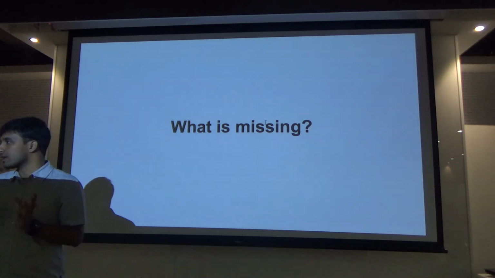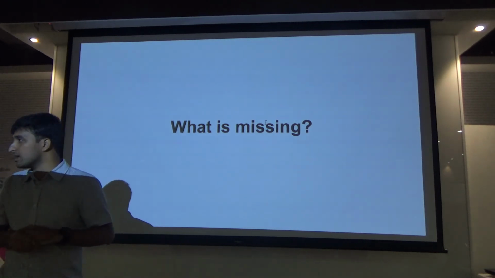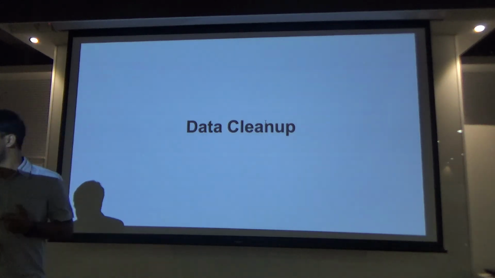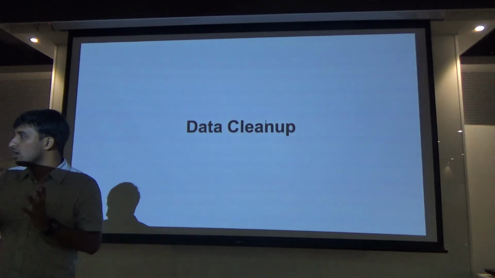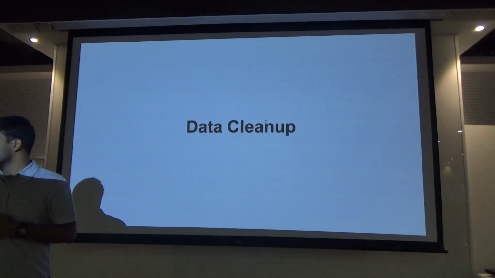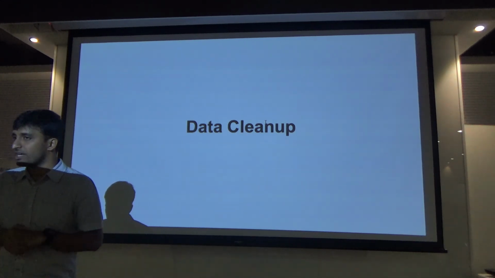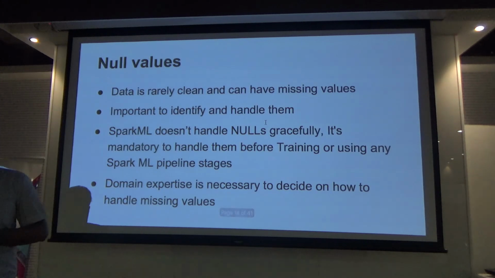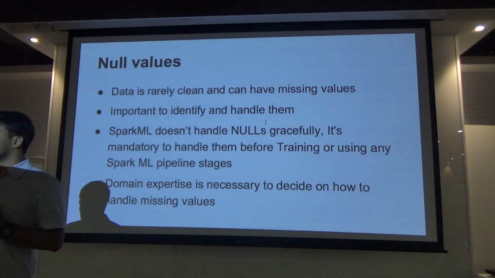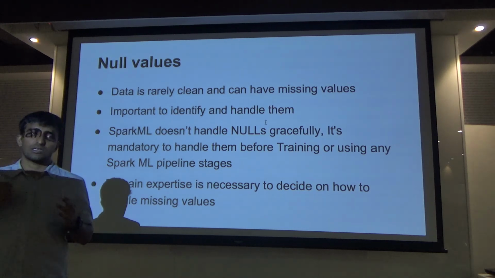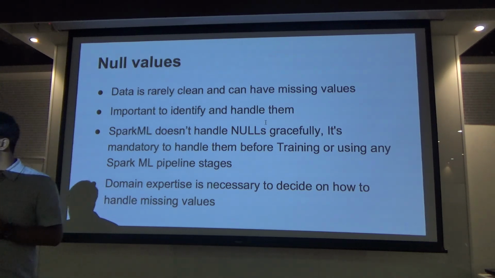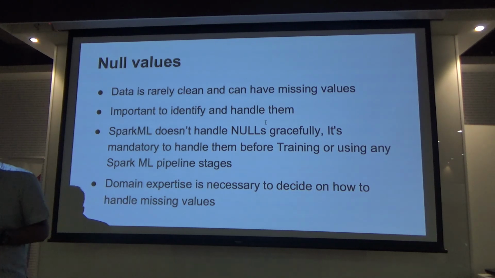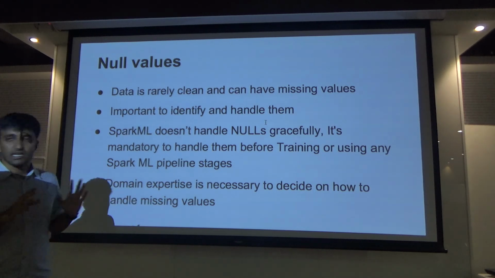So what is the missing link between these things? One is in terms of data cleanup. There are a few features which Spark does not support built-in in terms of data cleanup. Those are the few features which we'll be discussing. One is regarding the null values. People who use machine learning know how it cannot handle null values. Null values are basically missing values.